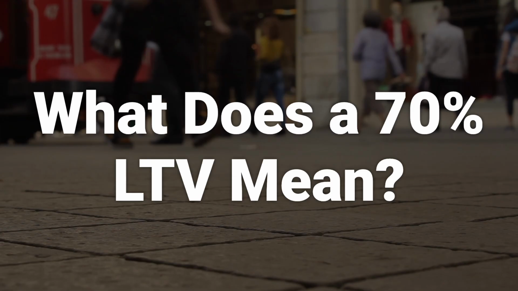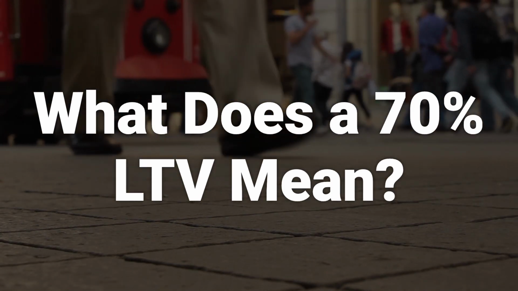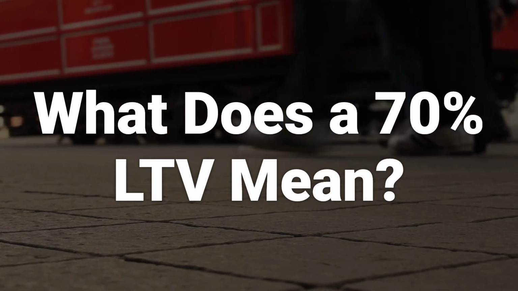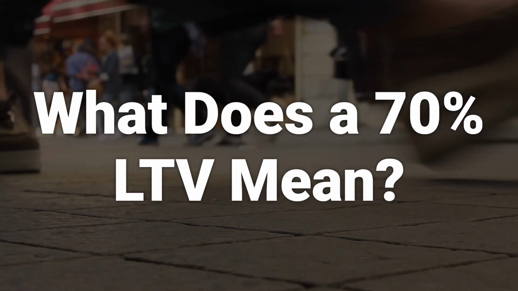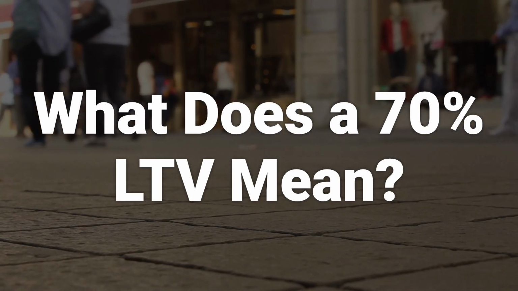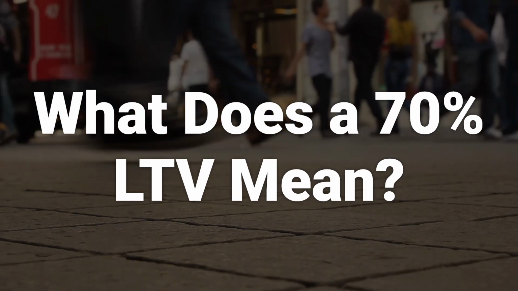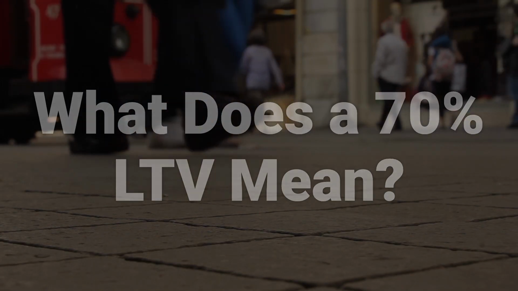A 70% loan-to-value (LTV) ratio indicates that the amount borrowed is equal to 70% of the value of the asset. In the case of a mortgage, it would mean that the borrower has come up with a 30% down payment and is financing the rest. For instance, a $500,000 property with a 70% LTV would have a $150,000 down payment and a $350,000 mortgage.